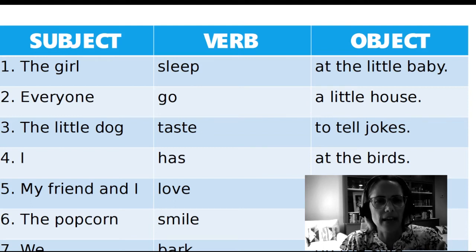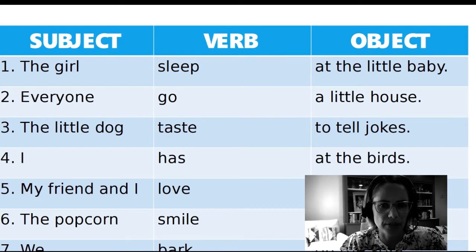So if I look at the girl love to tell jokes. Okay, the girl loved to tell jokes. Now the problem is we have a singular subject, so our verb needs an S on it. The girl loves to tell jokes. So when we have a singular subject, you need to put an S on your verb. It doesn't make the verb plural, it just makes it agree with the subject.